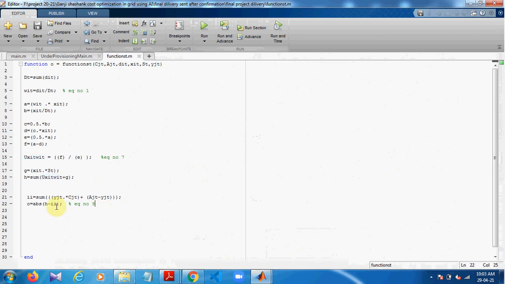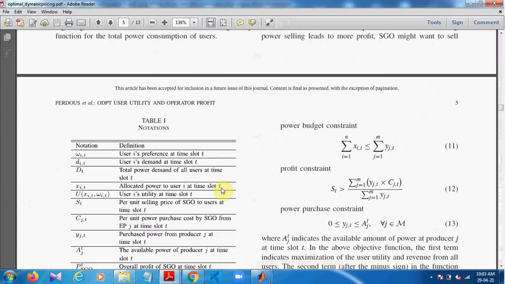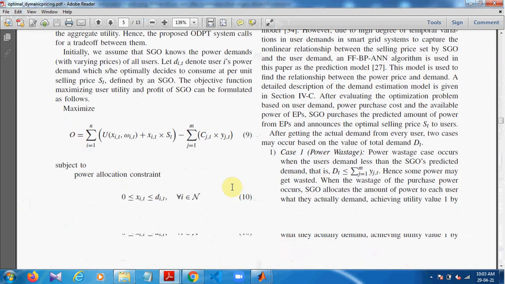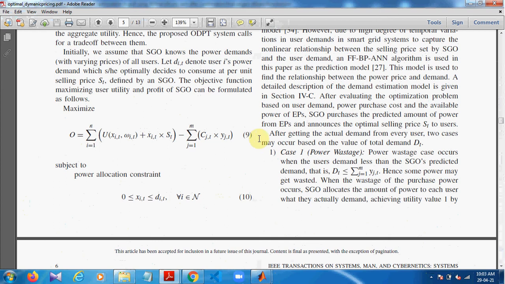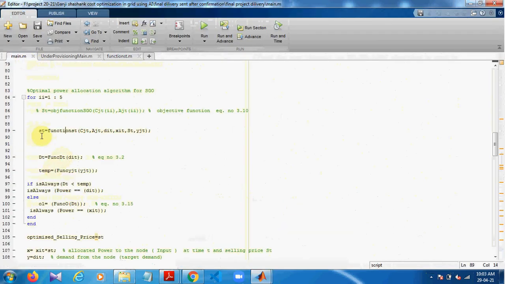Next equation is equation number 9, our main objective function, which we had seen just now. This is our main objective function. So it is resolved here. Afterwards, it will give you the ST. Then we are resolving equation number 3.2, that is function DT, the total power demand. Then we are finding the function YJT. YJT is the purchase power.